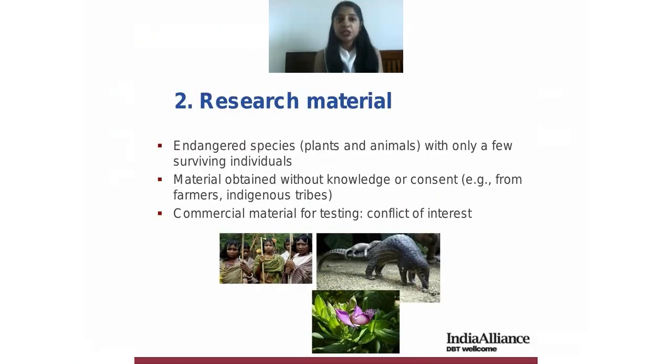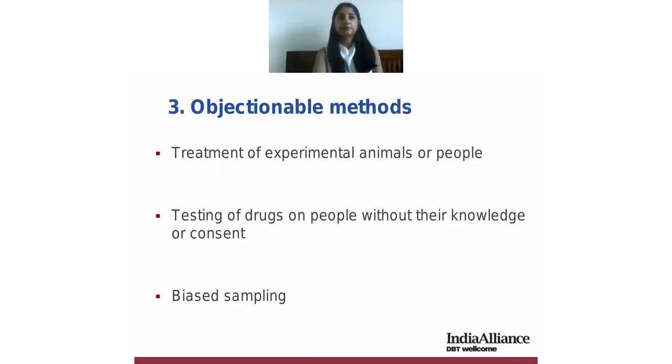say endangered species with just very few surviving individuals, or the kind of species you are working on, the size, whether they are highly sentient or not so much. All these aspects need prior permissions and approvals. Material obtained without knowledge or consent, any kind of commercial material for testing, if there are conflicts of interest, all these aspects need to be considered.